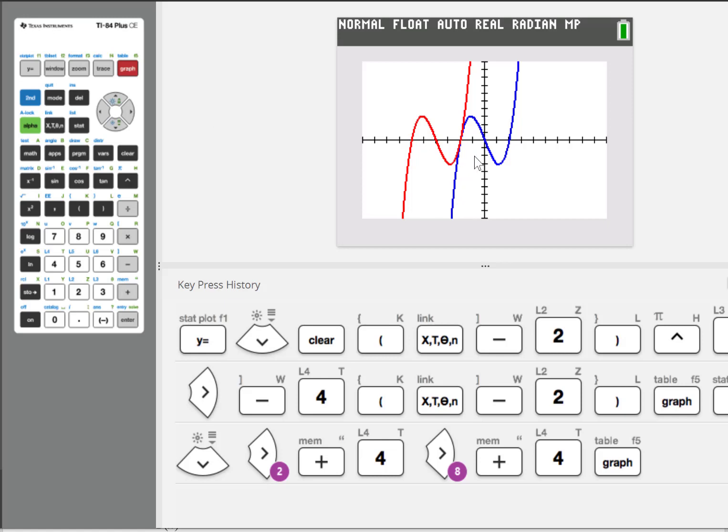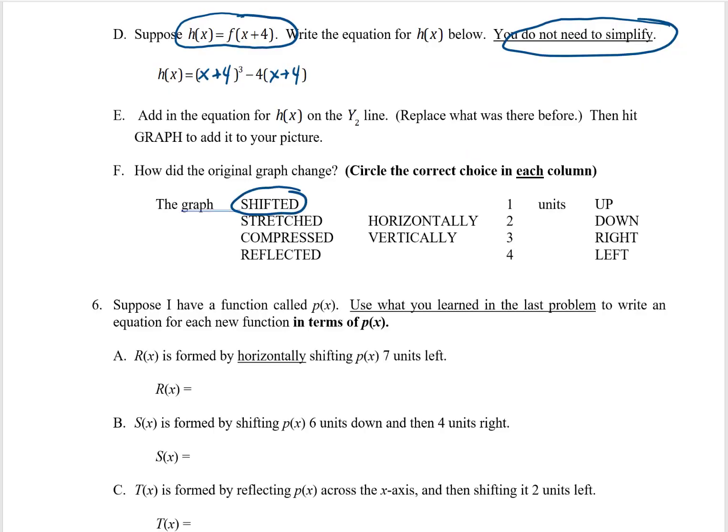How many spaces? Well, here was an x-intercept at 2. Now it's over at -2. That's 4 spaces to the left. Or the one that was here on the blue graph at -2 is now down here at -6. So again, 4 spaces to the left. We'll say it shifted horizontally 4 spaces left.